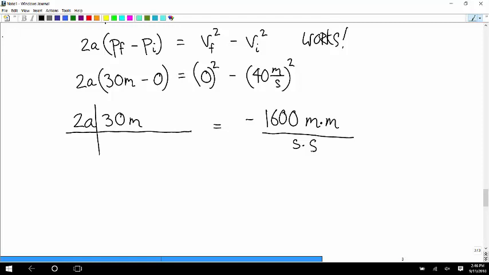And now it's just algebra. You can treat the units as algebraic variables. We're trying to get a by itself. So first, let's divide both sides by m. We can get rid of one of those. And then second, let's divide both sides by 2 times 30. So divide both sides by 60. And we have a over here is equal to negative 1600 meters over seconds times seconds divided by 60.